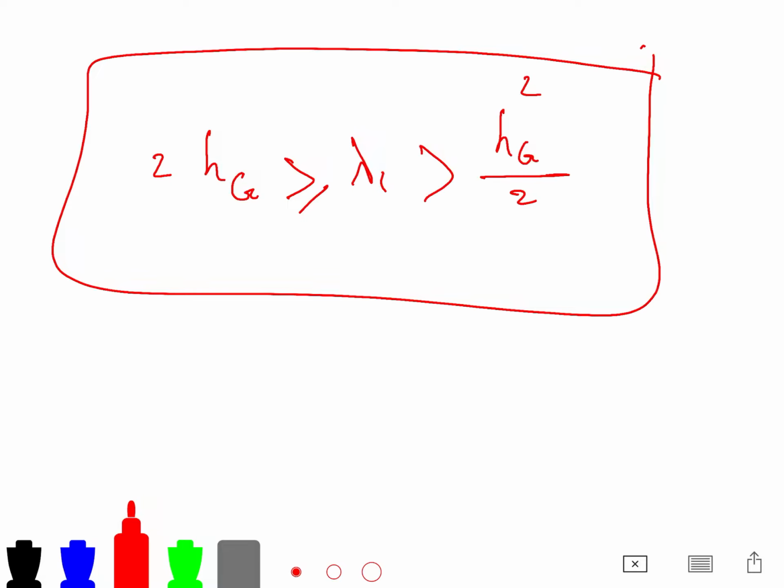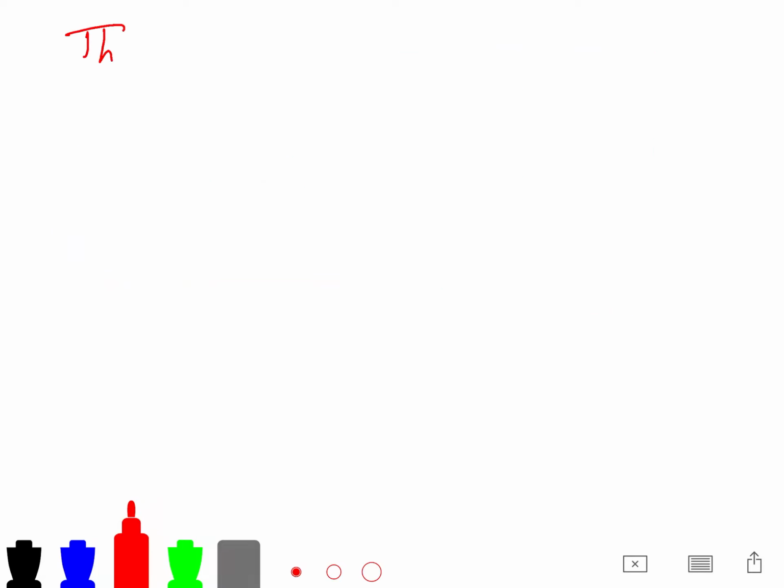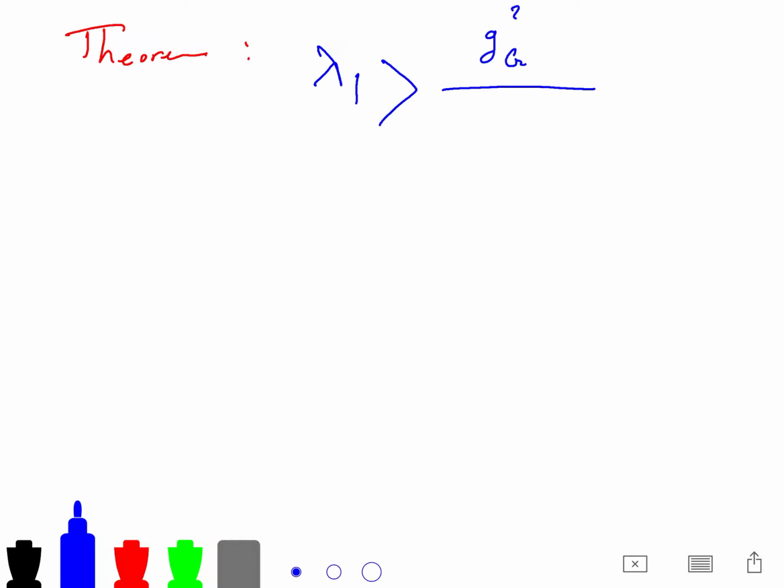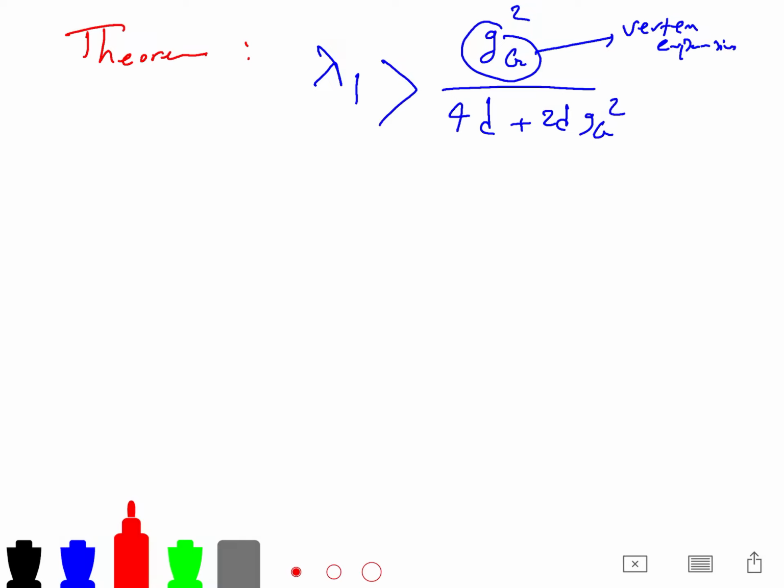And now I just want to say one more theorem, and then we go to random walks on graphs, another perspective to spectral graph theory. So for a connected graph G, we can say that lambda 1 is greater than h(G) squared. Remember, h(G) is the vertex expansion, not edge expansion, vertex expansion. So you can say everything with your new variable, which is vertex expansion, h(G) squared over 2d.